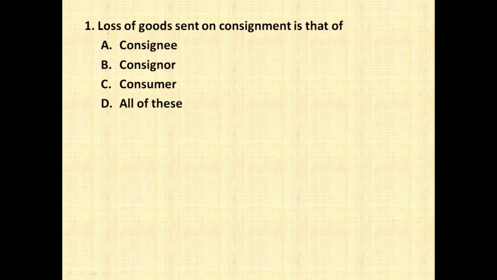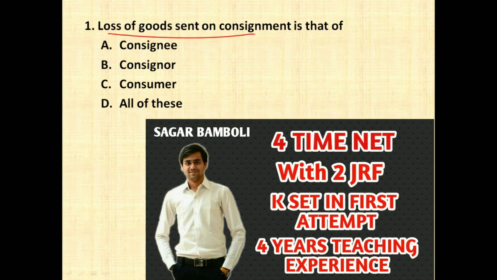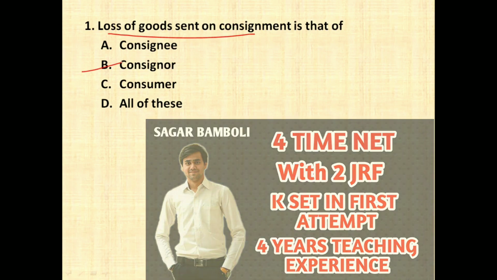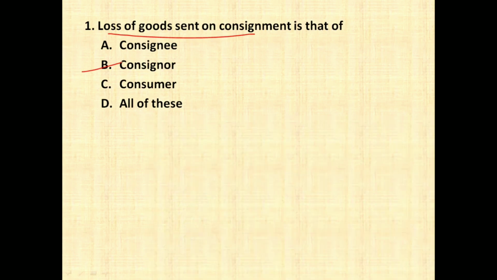The first question is, loss on goods sent on consignment is that of. So whenever you send goods on consignment, the loss will always be of the owner. In consignment, the owner is nothing but the consignor, that is, he is the principal, and the consignee will be the agent. So here the loss is going to be borne by the consignor, that is option number B.